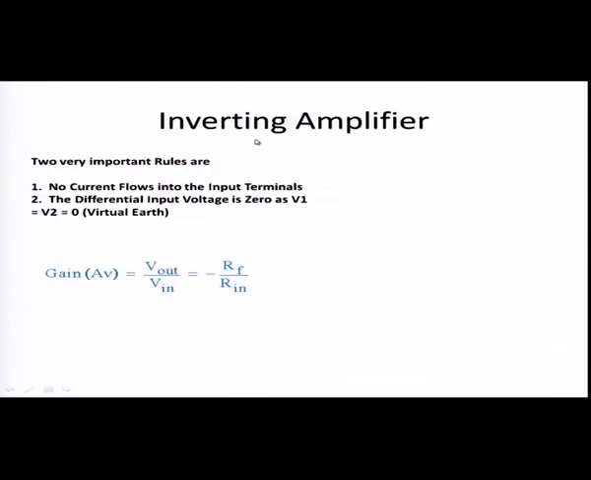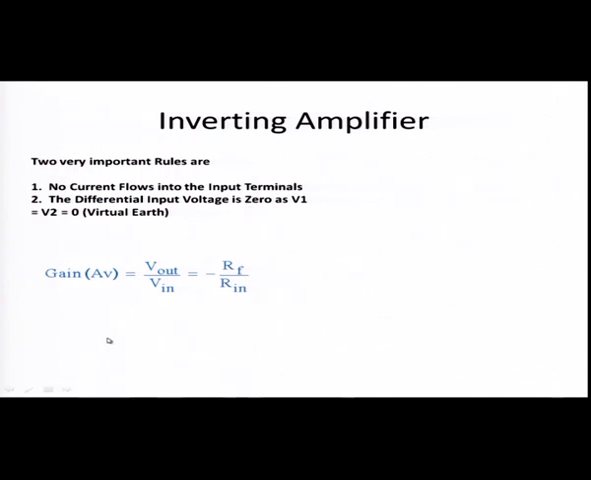So, these are the two amplifier circuits we can have using the operational amplifier, and as I said, there are two important rules for analyzing the circuit. One is no current flows into the input terminal since the input resistance is infinity, and the next one is the difference input voltage is 0, as V1 and V2 are virtually equal. And can you guess what the circuit for this inverting amplifier is?